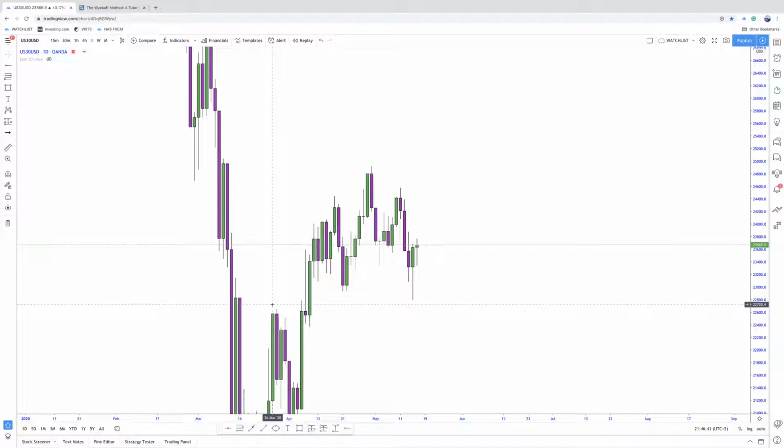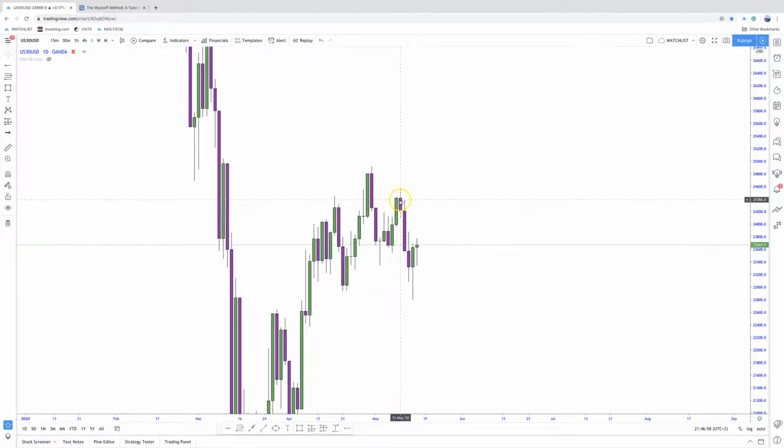So the first thing I want to do when it's a Sunday night is start in the daily time frame, looking for levels of support and so on. Today is Sunday, the 17th of May.